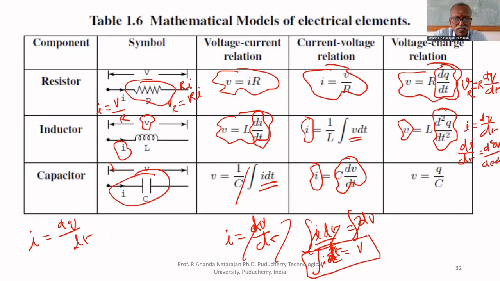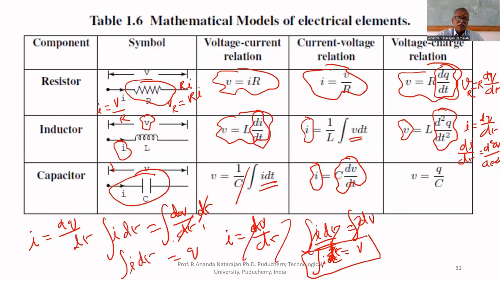If you integrate on both sides, the integral of dq by dt multiplied by dt, integrating with respect to time, you will get dt getting cancelled. Therefore, you will get Q. Q equals the integral of I dt.